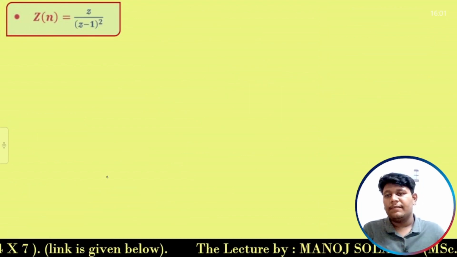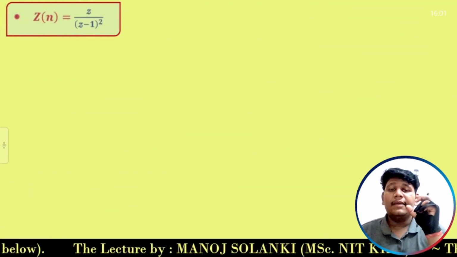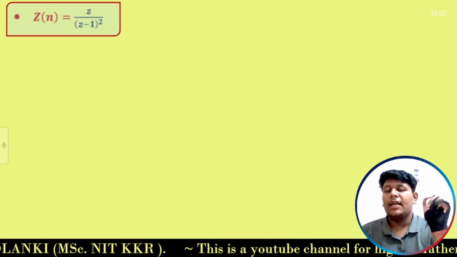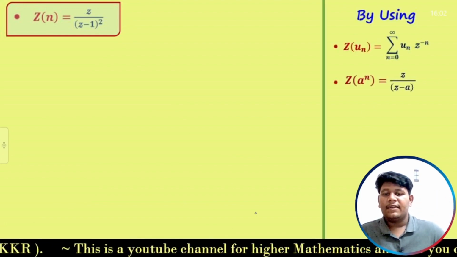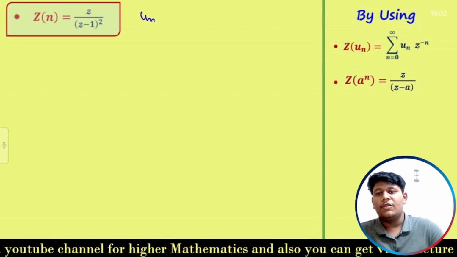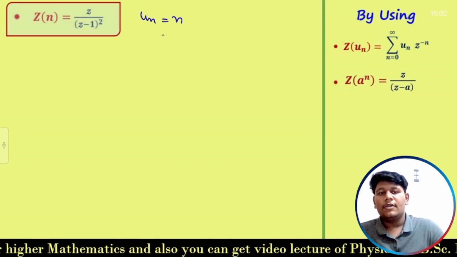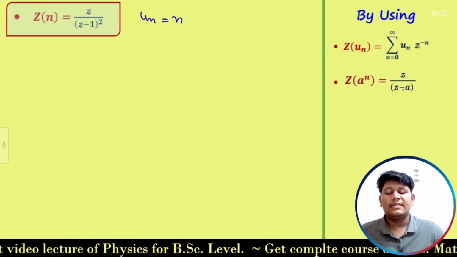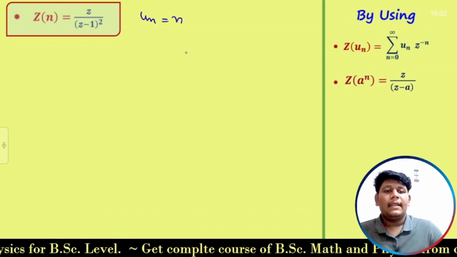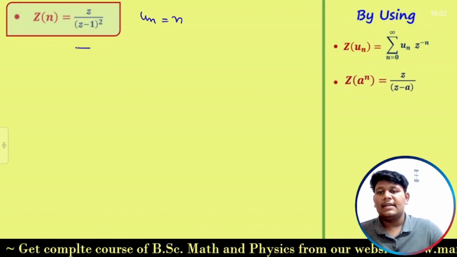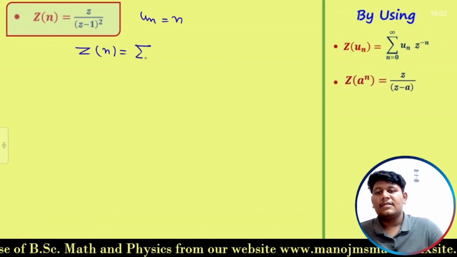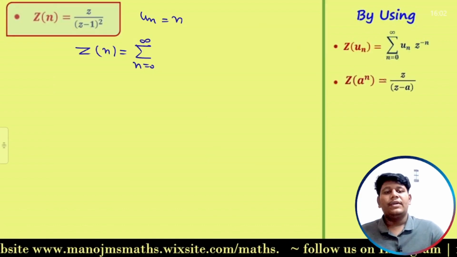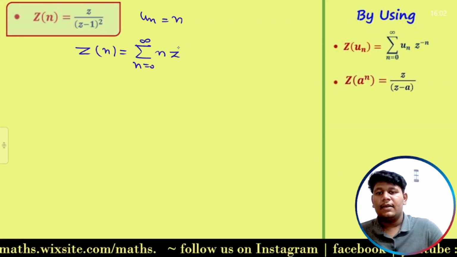Now come to the next one. The next one is if un is nothing but n, that is n power 0, n power 1, n power 2, n power 3, then how can we calculate? Basically, for this we use the definition. Also we can write this formula here: a power n is z upon z minus a. The definition says that the z transform of n is the summation from n equals 0 to infinity of un, where un is n, times z power minus n.